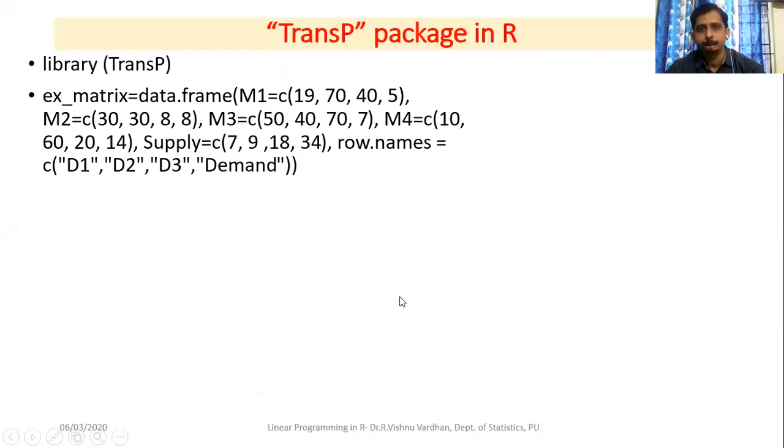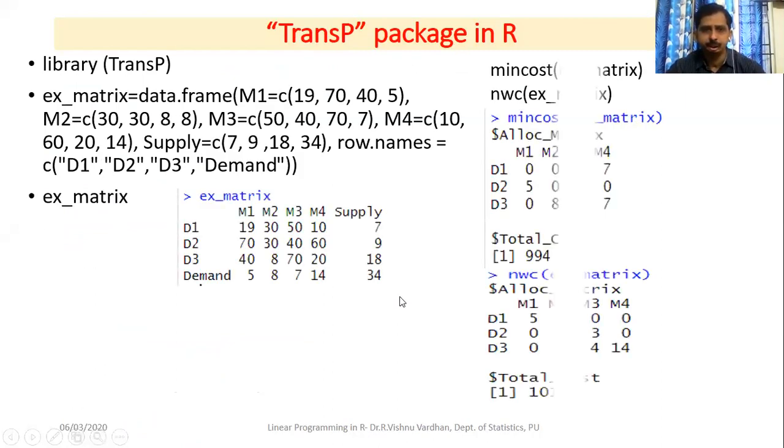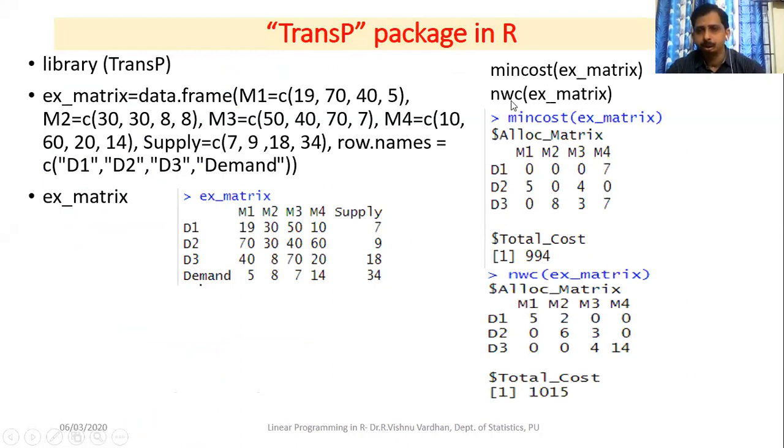Okay, and apart from that, you have a transport package also, where we use the northwest corner rule and least cost entry method. This is minimum cost, which is nothing but the least cost entry method, and this is the northwest corner rule. Like this, you can explore. There are packages available in R for operations research. Okay. Oh, too many questions have come.